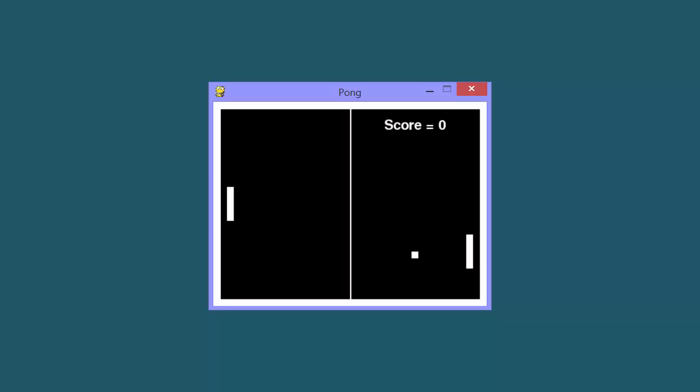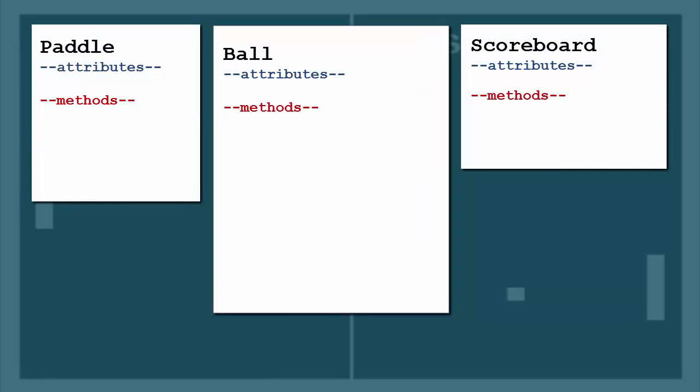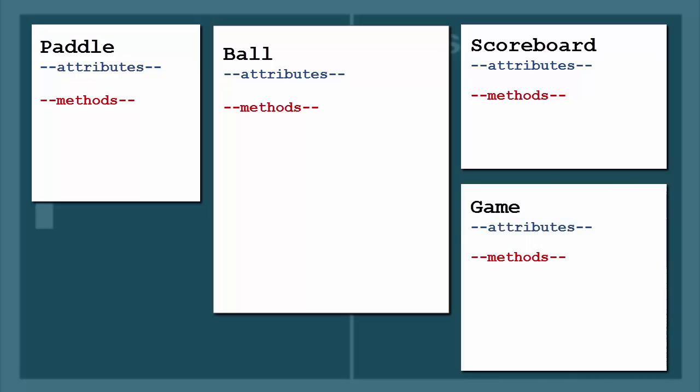First, let's take a look at the game. We have two paddles, one ball, and a scoreboard. So we'll create classes for each one of those. Then we'll also create a game class. Now, let's consider what attributes the objects of these different classes have and what they do.